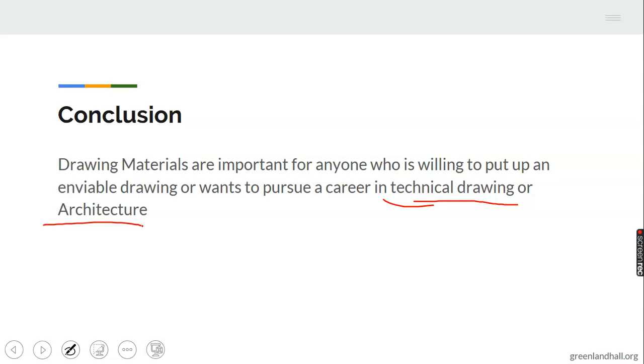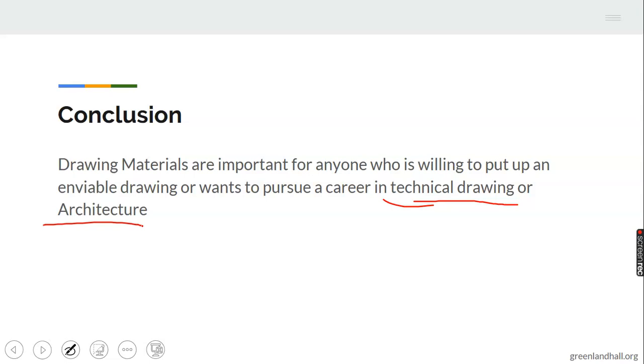And not just if you want to go into a career in architecture or technical drawing, but for you to be able to have an accurate drawing on your own. You just want to pick up drawing maybe for your free time, or maybe just for your talent, you just love drawing, then you should be able to identify those materials and use them appropriately.